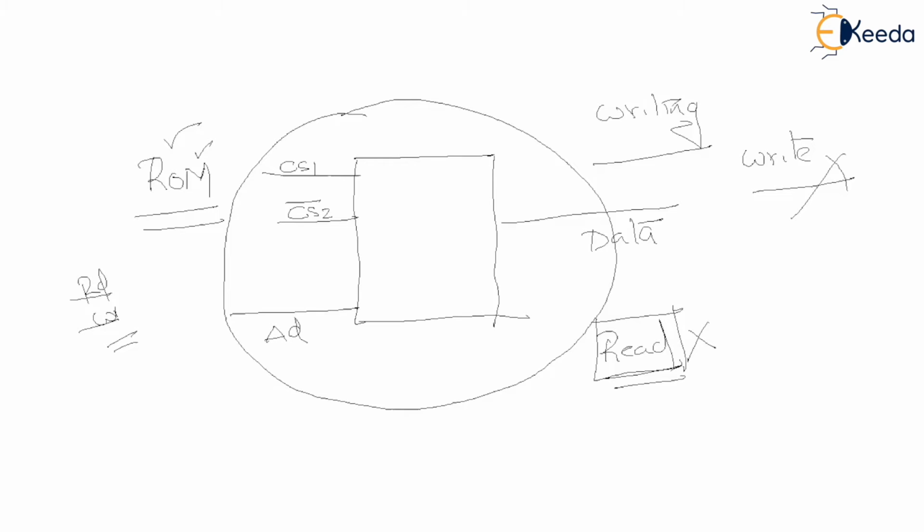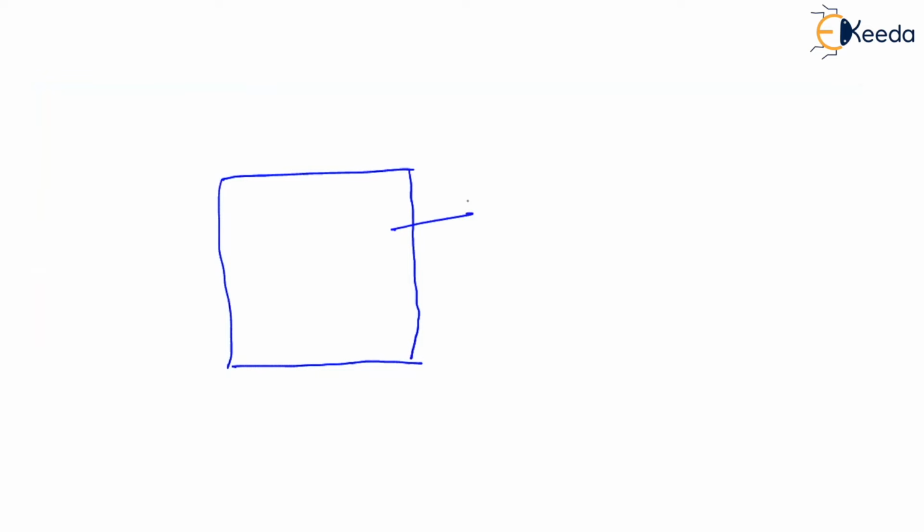Okay, now chip select 1 and chip select 2. Let us see what chip select 1 is and what chip select 2 is. We just try to understand. For that, let me show you. Let us say that there is a RAM. This is the RAM of your system.